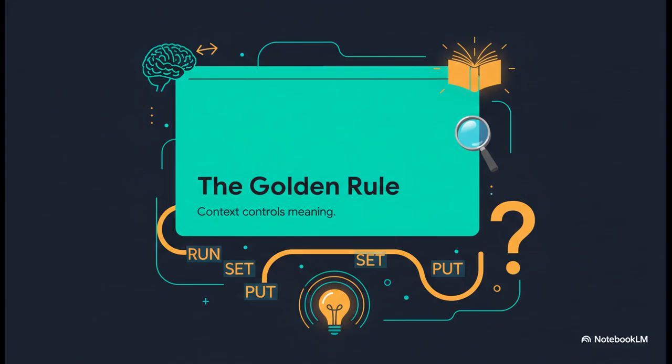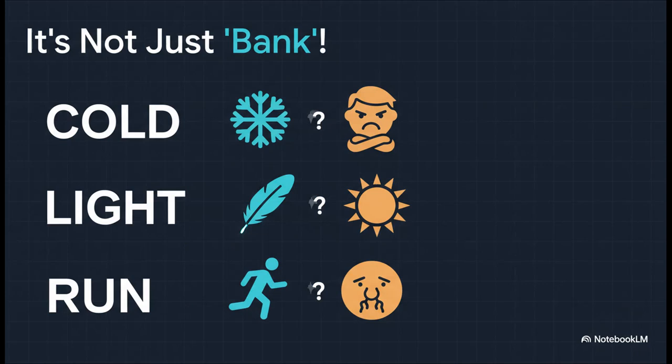And that brings us to our golden rule. This is the single most important thing to take away from all this. It's simply, context controls meaning. The word itself doesn't have the power, the context does. If you can remember that, you are going to unlock a much, much deeper understanding of English. And of course, this isn't just about the word bank. It applies to thousands of words. Is cold about the temperature or someone's personality? Is light about weight or brightness? Does run mean you're jogging or that your nose is dripping? In every single one of these cases, context is king.